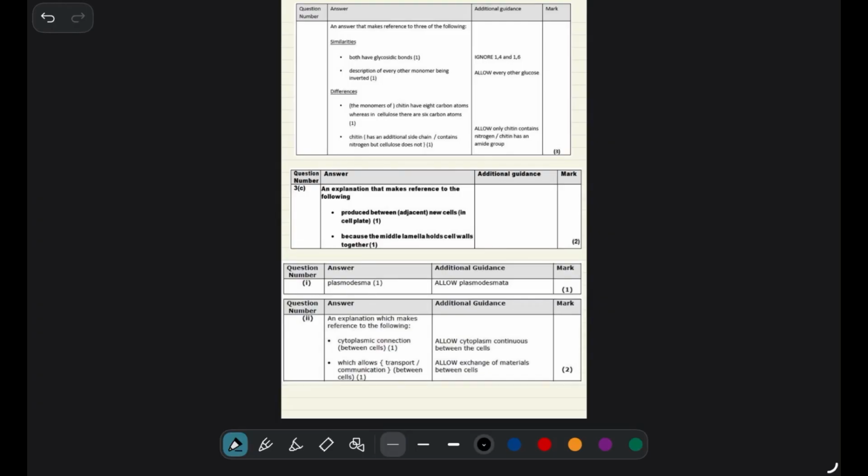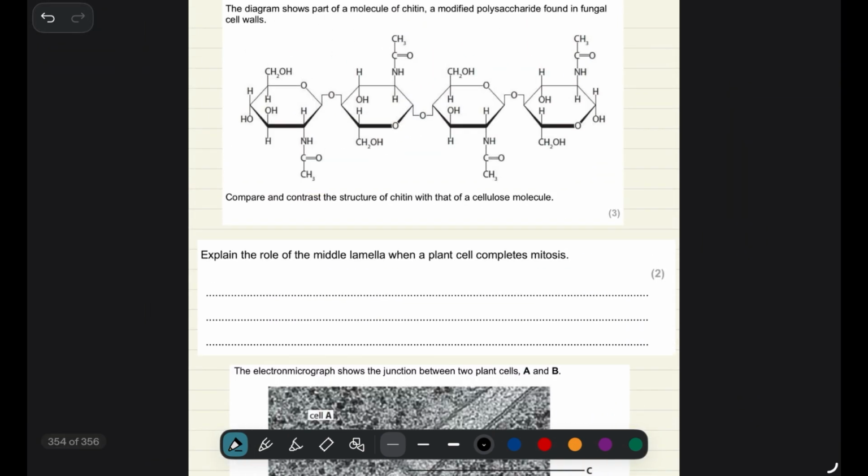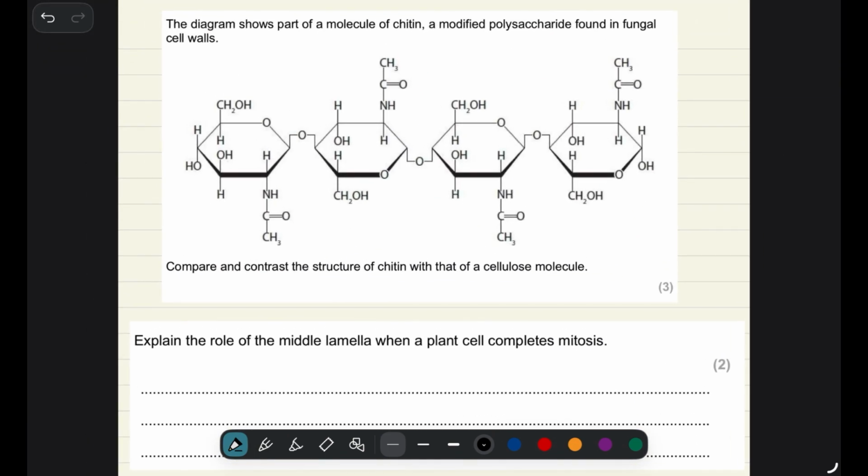Okay, so here are your answers now. You have to use your knowledge of cellulose and compare it to what you see in front of you. So we'll get the highlights out and we'll go through it. Now, I can see straight off the bat with chitin, I can see that nitrogen group. I can see here that we actually do have inversion of the chains. So chains are inverting, that's good.